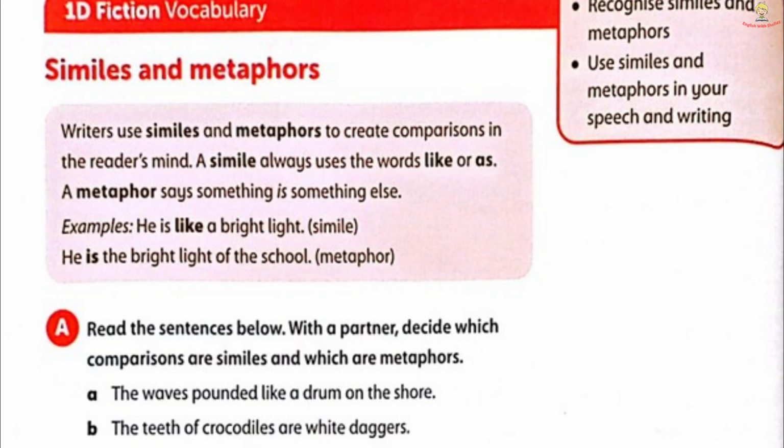Part A, read the sentences below with the partner. Decide which comparisons are similes and which are metaphors. So these are the sentences. You have to decide which one is a simile and which one is a metaphor. First one is the wave pounded like a drum on the shore. This is a simile because here they use the word like. The wave is compared to a drum, showing the wave hit the shore loudly and repeatedly.